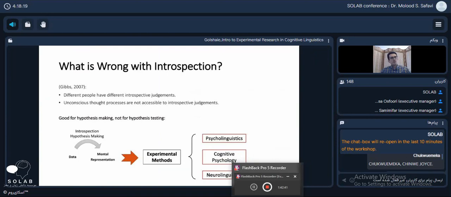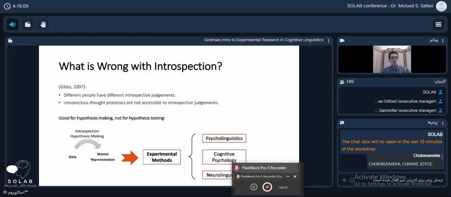There have been a lot of criticisms of introspection in the literature and also in the psycholinguistics literature, but I'm mentioning just two of them from Gibbs here: that different people have different introspective judgments, and also that unconscious thought processes are not accessible to introspective judgments. Many psycholinguists and also experimental cognitive linguists believe that introspection is good for making hypotheses, but not for testing hypotheses.